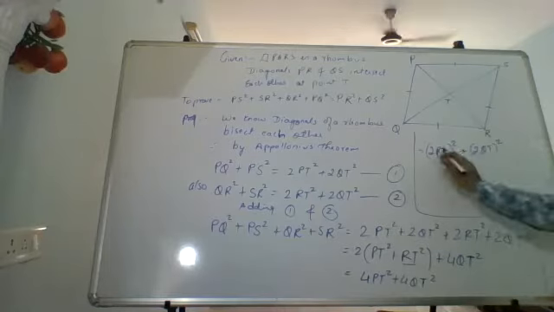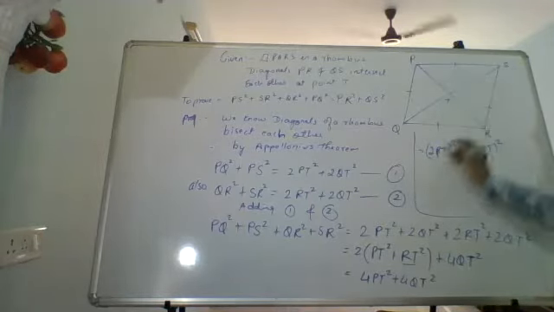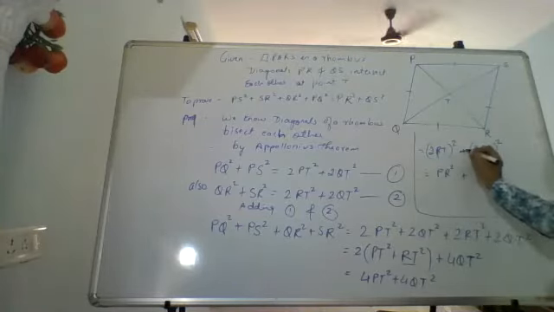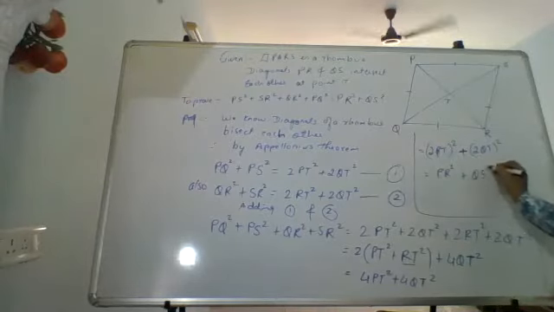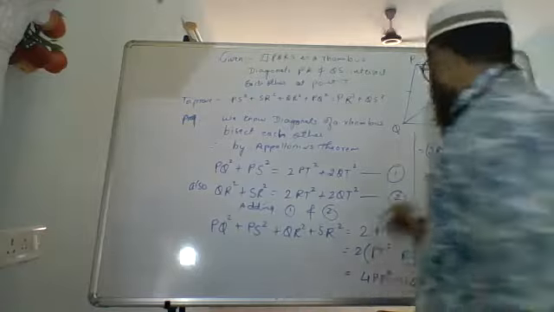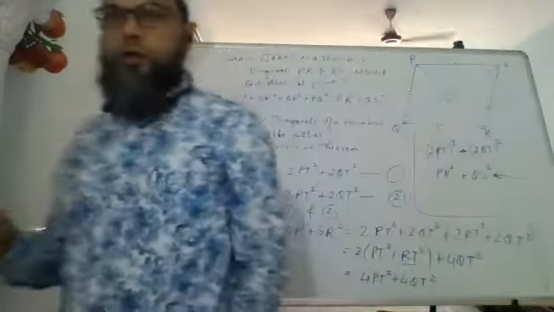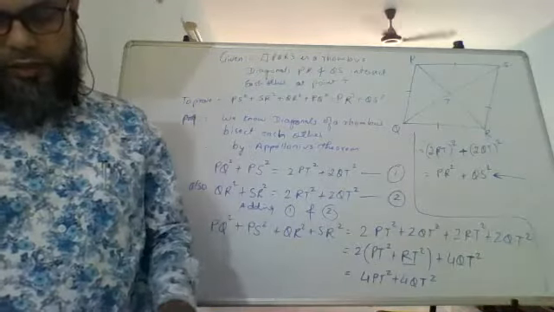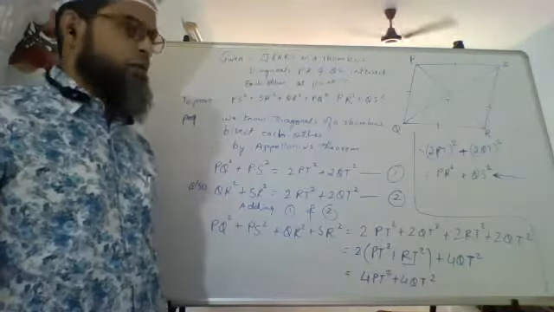Now what is 2 times PT? PT plus PT, that is PT plus RT, which is PR square. And 2 times QT is QT plus ST, that is QS square. So that is what you have to prove. Okay, that is what you have to prove. Copy till here.